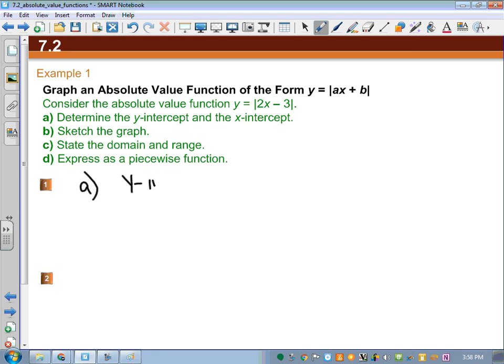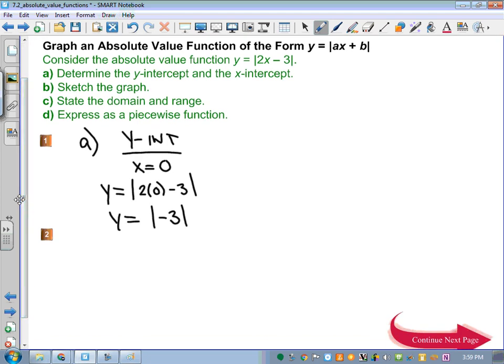Pretty important in math that if we ask you to find a y-intercept, you have to remember that that means that x is equal to 0. So in order to find the y-intercept of this graph, y would be equal to the absolute value of 2 times 0 minus 3, which is y equals the absolute value of negative 3. And I know it's one of those things that often we just say, okay, that's 3, right? The absolute value of negative 3 is a positive.